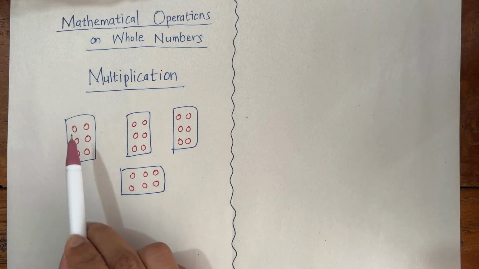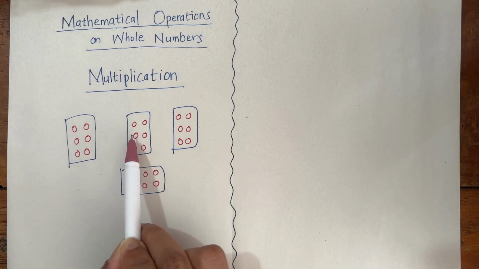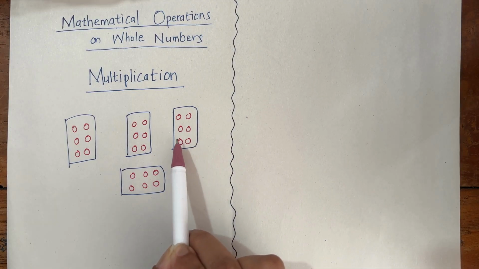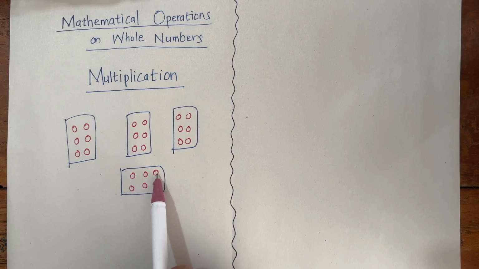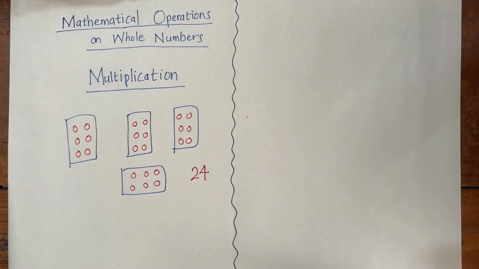Let's count. 1, 2, 3, 4, 5, 6, 7, 8, 9, 10, 11, 12, 13, 14, 15, 16, 17, 18, 19, 20, 21, 22, 23, 24. We have 24 candies.